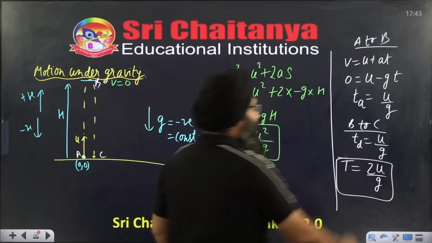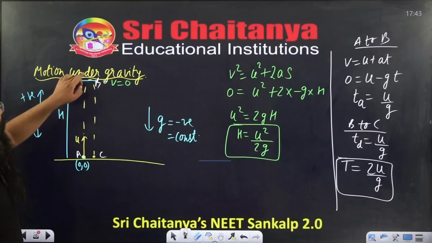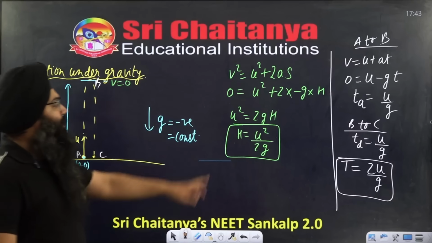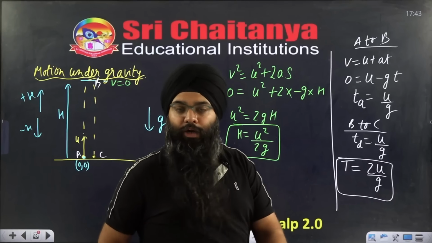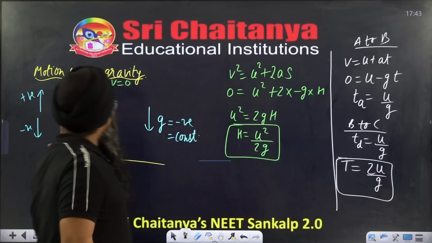So one thing you have to remember is that the total time taken from here to here and back here will be 2u by g. The maximum height covered will be equal to what? u square by 2g. Now many questions can be asked from here.